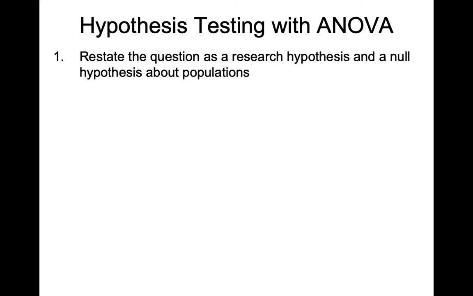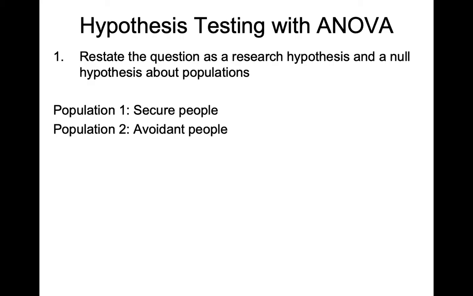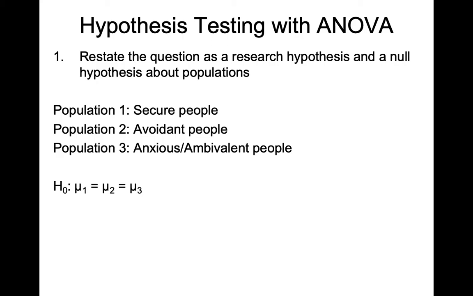So we're going to restate the question as a research hypothesis and a null hypothesis about populations. Population 1, I'm just arbitrarily going to say is secure people. Population 2, avoidant. Population 3, anxious, ambivalent. It doesn't really matter. It's pretty arbitrary who we're assigning to population 1, 2, and 3.